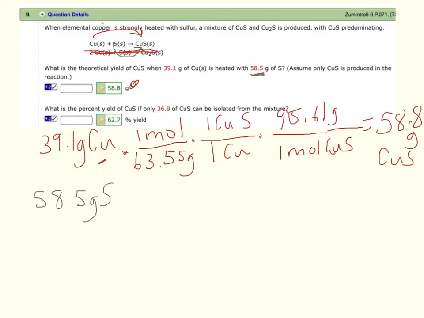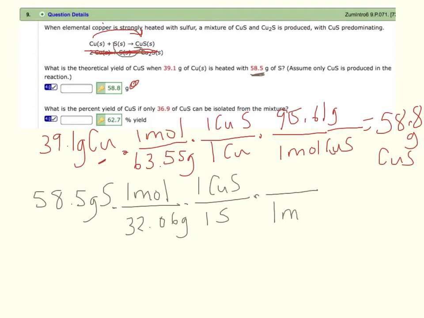58.5 grams of sulfur, change it into moles. 1 mole of sulfur is 32.06 grams. Do the mole ratio. There's 1 sulfur for 1 CuS, and then 1 mole of CuS, we can just copy that number from up here, is 95.61 grams. I added up the Cu and the S. And that gives us 174.5, a huge number.